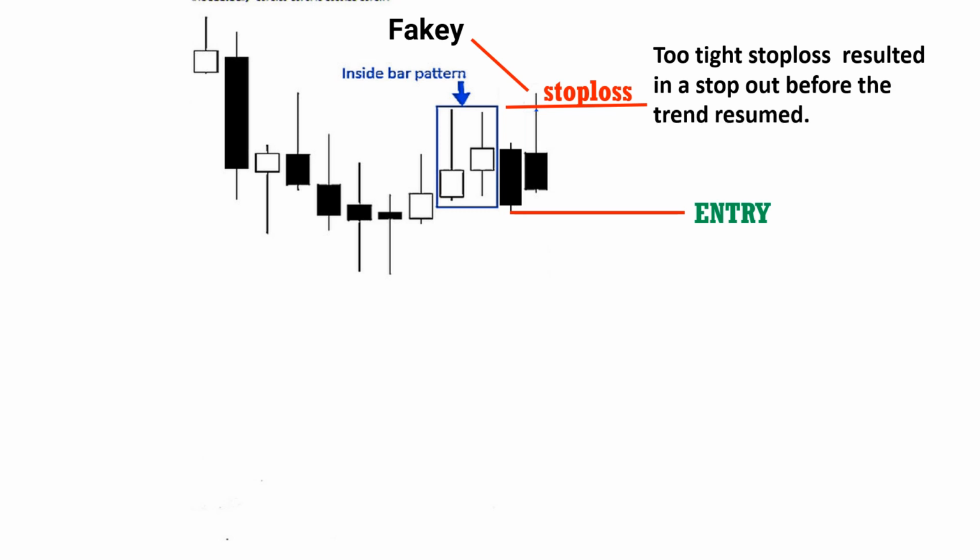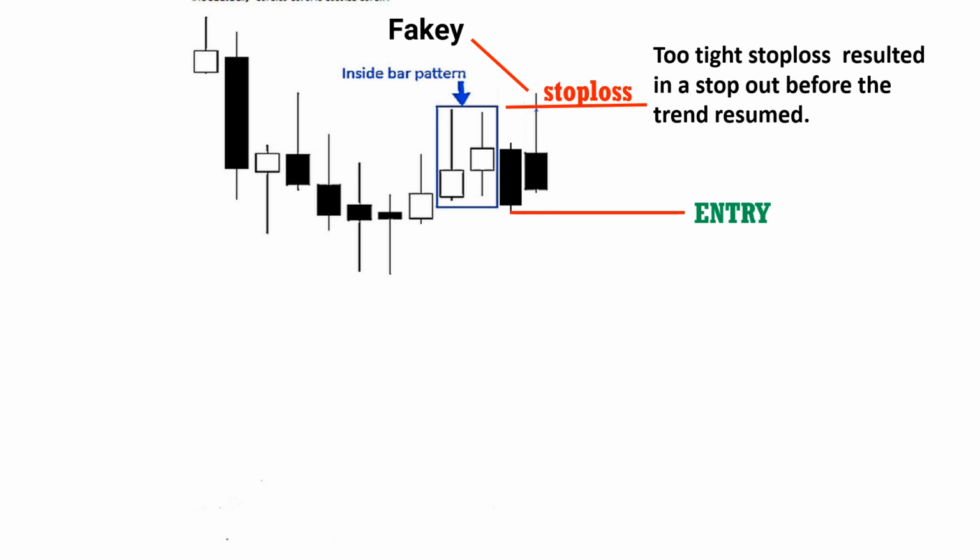Placing your stop loss just above or below the mother bar high or low of an inside bar can be risky, as it can lead to being stopped out prematurely. Here is why. The inside bar pattern is a continuation pattern, meaning that it typically signals a continuation of the current trend. As such, price is likely to break out of the inside bar in the direction of the trend. However, there is always a chance that price will break out in the opposite direction, especially if the inside bar is large or if it forms at the end of a long trend.